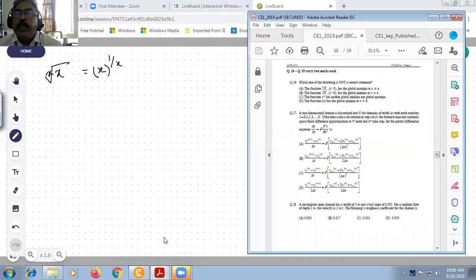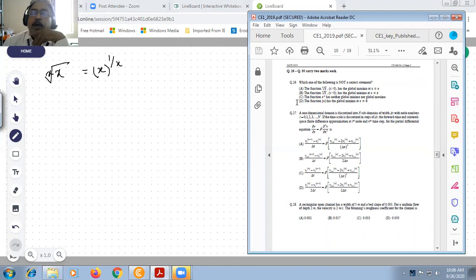x power 1 by x, for x greater than 0, has a global maxima at x equal to e. It has a global minima at x equal to e. The function x cube has neither global maxima nor global minima. The function mod x has a global minima at x equal to 0. Right? So let us see some functions.